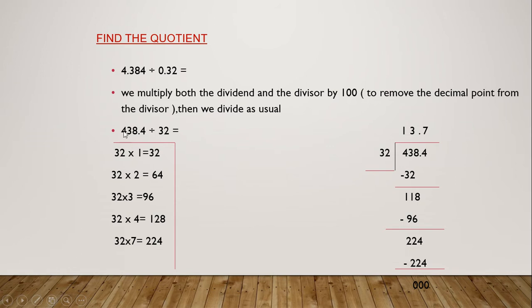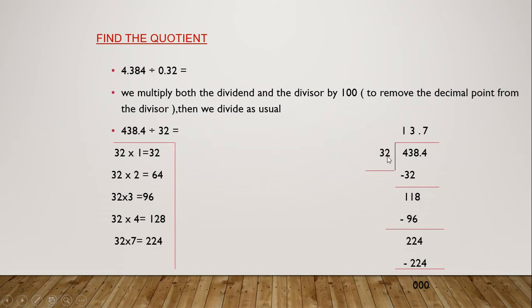4.384 times 100 becomes 438.4. 0.32 times 100 becomes 32. Then 438 divided by 32, I will take 43 divided by 32. What in the table of 32 gives me 43 or closest to it? 32 times 1 is 32, 32 times 2 is 64. 64 is more than 43, so I will take 32 times 1. Then I will take 1. 1 times 32 is 32. Subtract: 3 minus 2 is 1, 4 minus 3 is 1. Drop what? Drop 8.